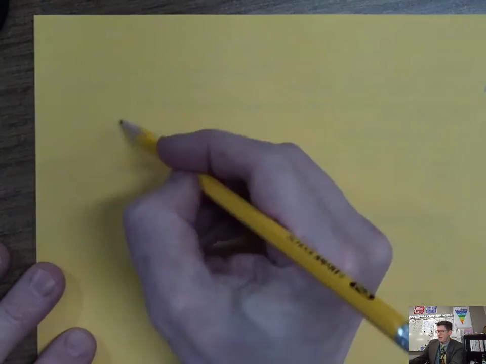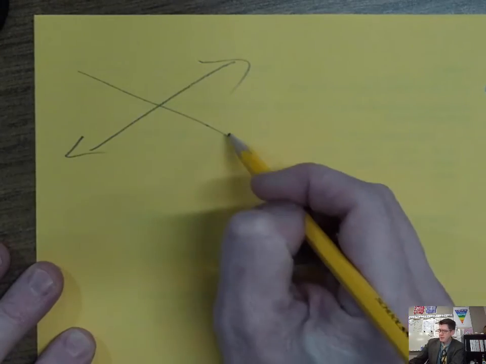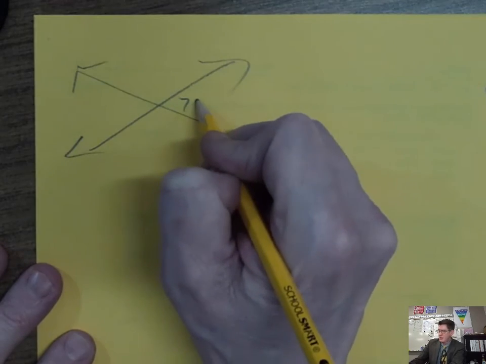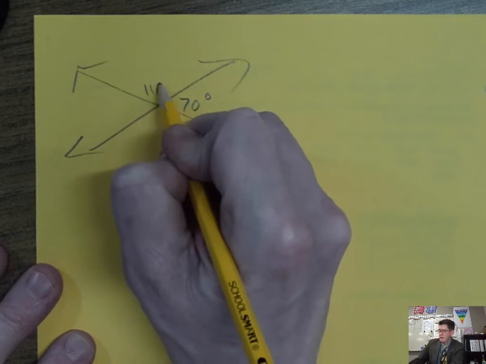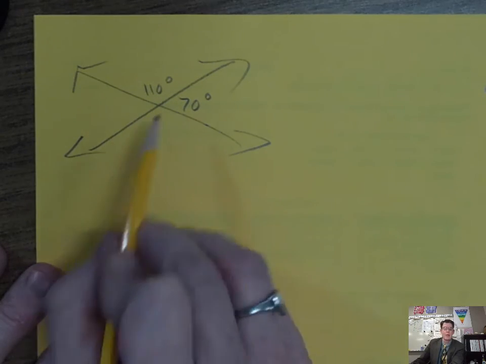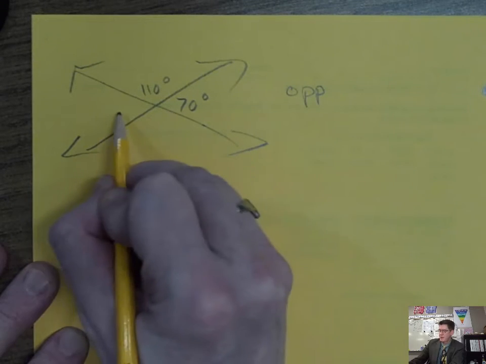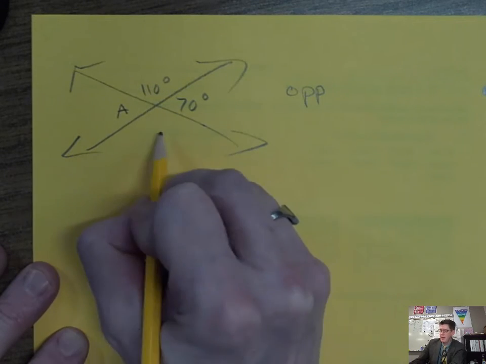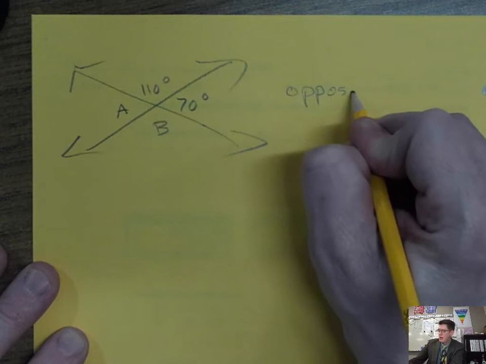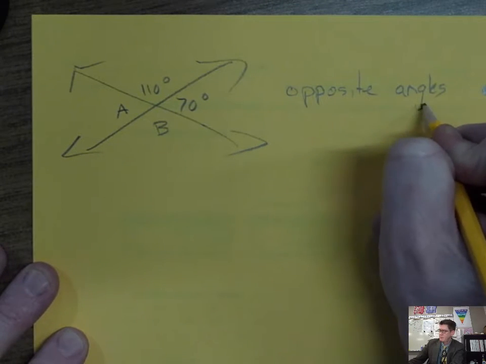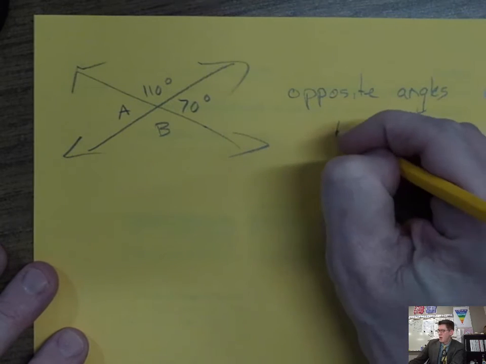Okay, again, just throwing stuff at you. One more thing I think I'll mention. Let's say you've got two lines that cross each other. Let's say this angle is 70 and this angle is 110. You know, it's one line. If you have opposite angles, so 70, this one right here, let's call it angle A. Opposite angles are equal.